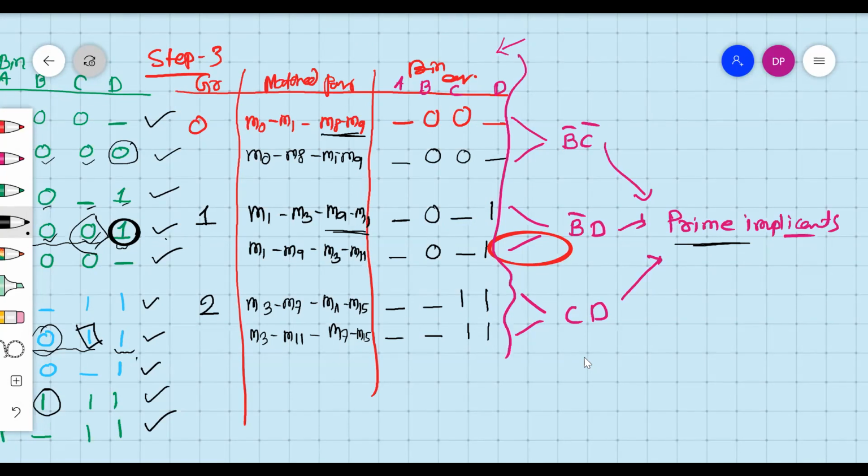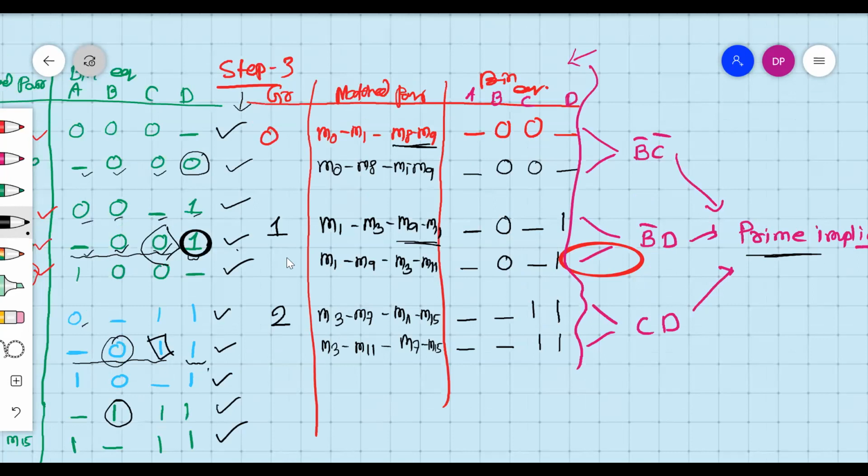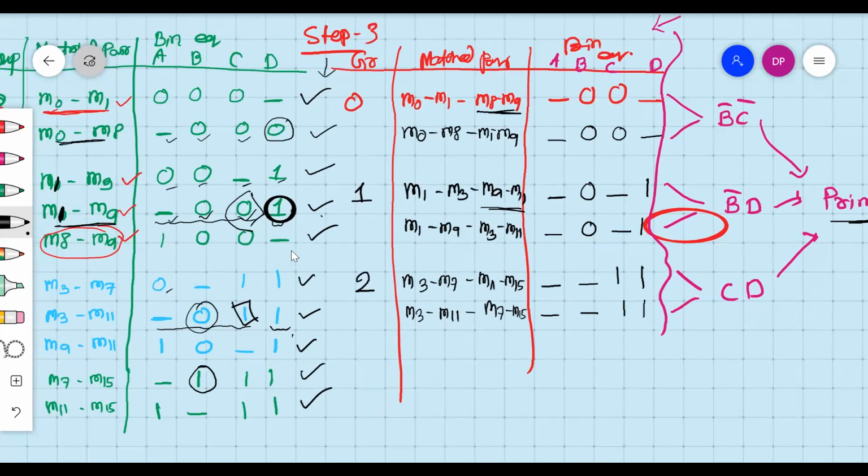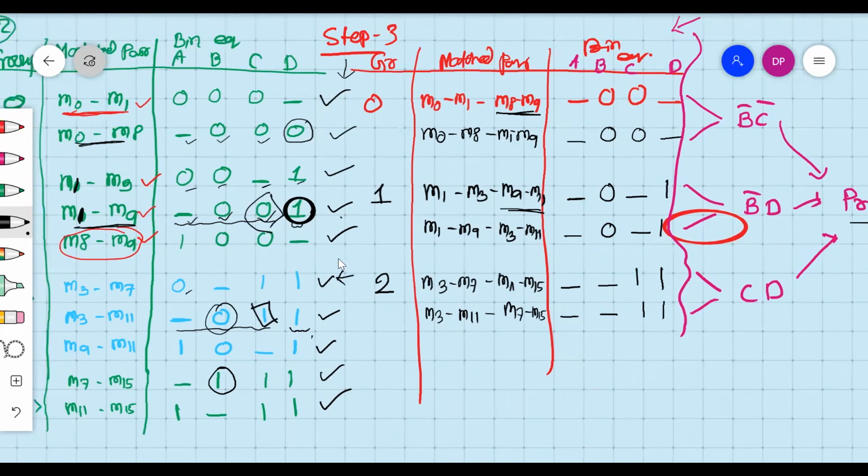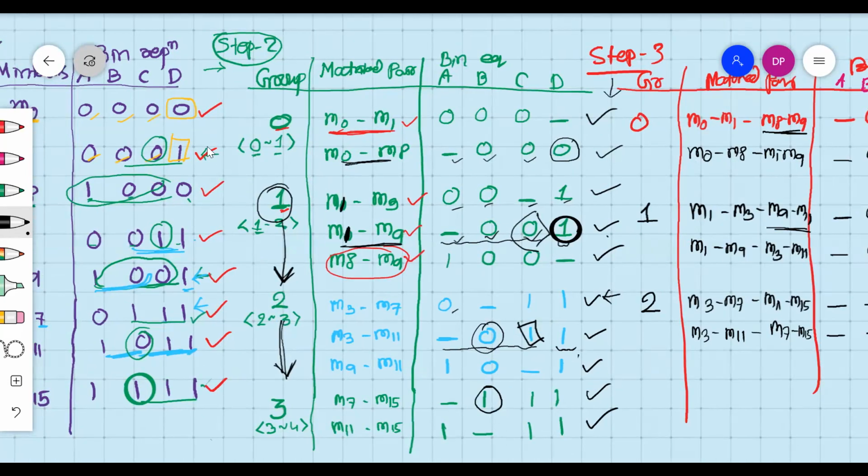Now let's check for table 2. Are any unticked terms there? Here any unticked are there? No, right? Let's say this one is unticked. Okay, so we would have taken this value into account, like A bar, C, D. So as all are ticked, there is nothing coming from table 2. Now check table 1. Table 1 also all are covered, so there is nothing coming from table 1.